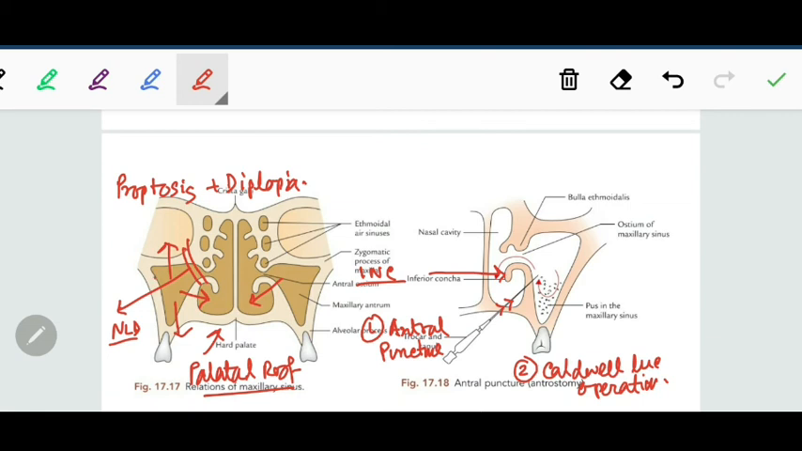Then lateral invasion. The lateral invasion produces swelling on the face and a palpable mass in the gingivolabial fold. Gingivolabial fold means the fold between the cheek and the upper gum.